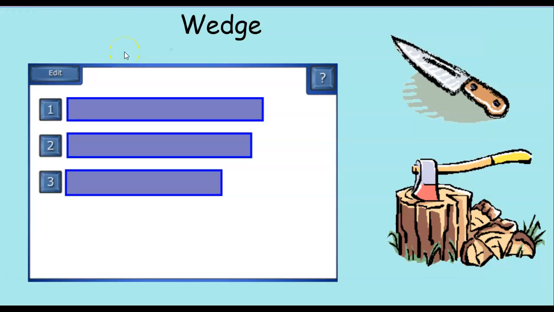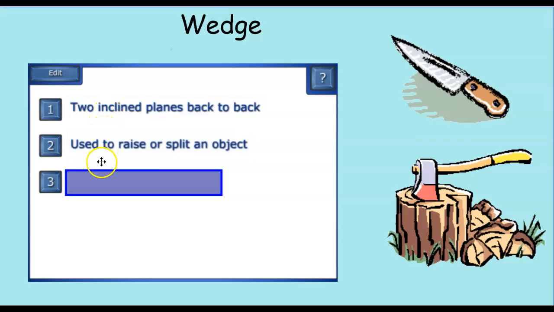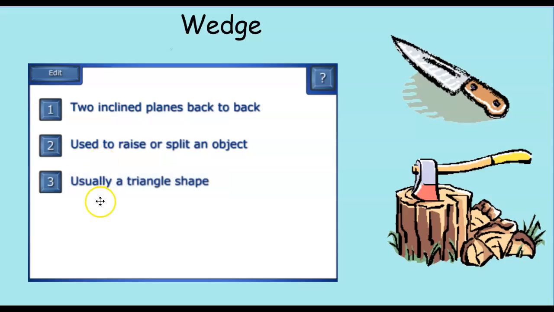So the wedge, the notes are on the top of page 52. Two inclined planes back to back. It's used to raise or split an object, usually a triangle shape. Please pause the video and resume after you finish taking notes.